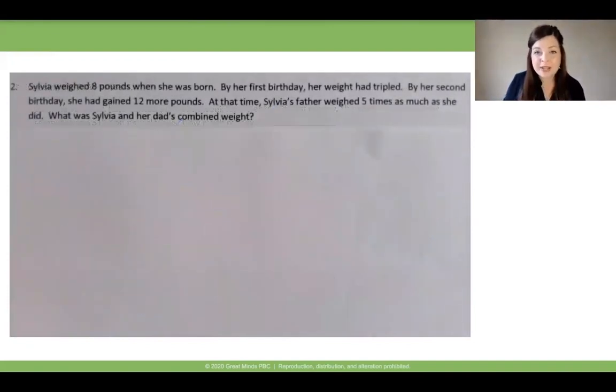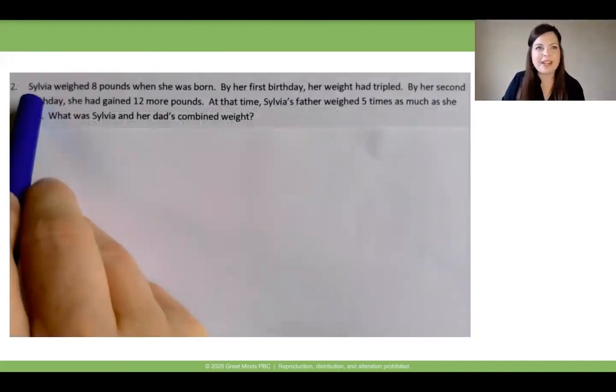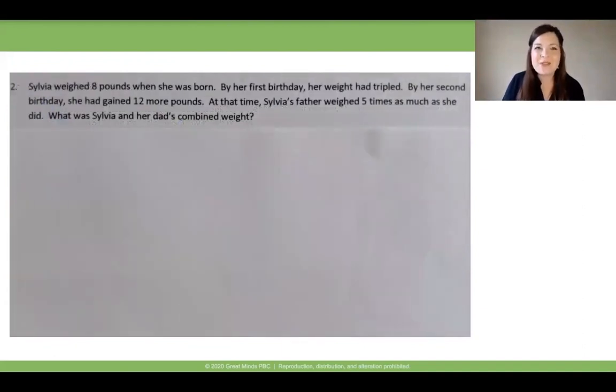Let's move to problem 2 now and read it together. Ready? Read. Sylvia weighed 8 pounds when she was born. By her first birthday, her weight had tripled. By her second birthday, she had gained 12 more pounds. At that time, Sylvia's father weighed 5 times as much as she did. What was Sylvia and her dad's combined weight?